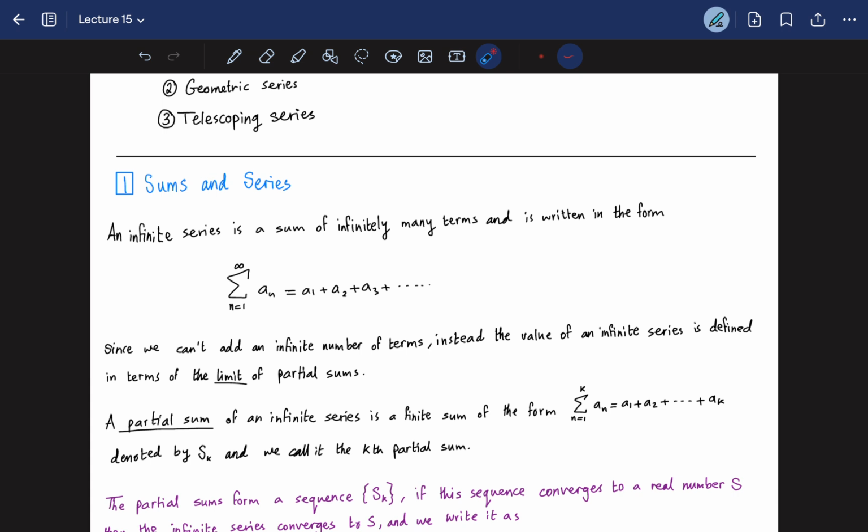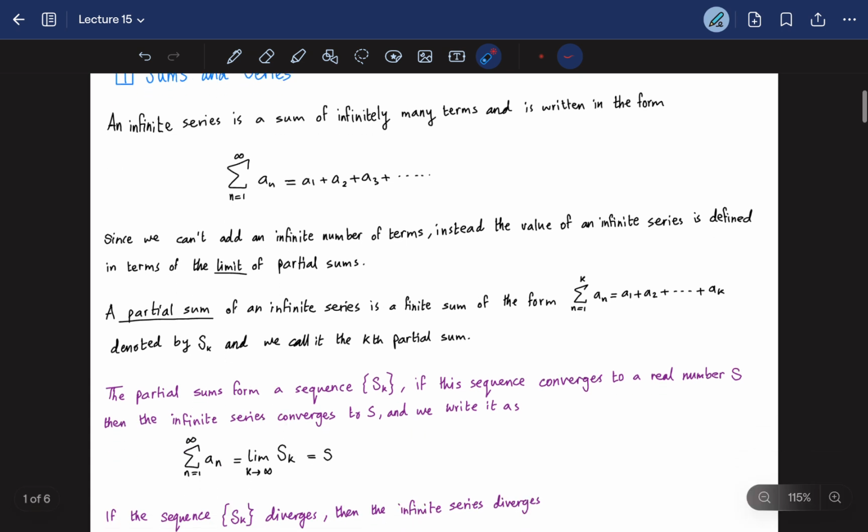Now, the reason why an infinite series is kind of difficult to evaluate is because I can't add up infinitely many terms. I can't add an infinite number of things. So here, instead of finding the value of the infinite series by adding all of these terms, what we do is we take a limit of partial sums of my series. So let's define what a partial sum means.